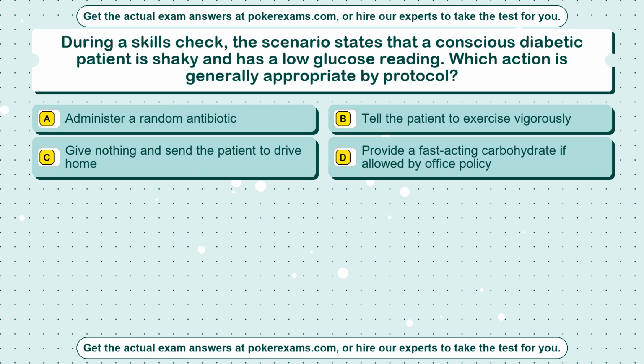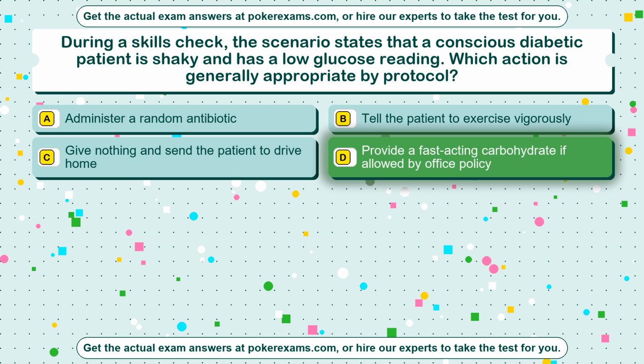Question 25. During a skills check, the scenario states that a conscious diabetic patient is shaky and has a low glucose reading. Which action is generally appropriate by protocol? Option A. Administer a random antibiotic. Option B. Tell the patient to exercise vigorously. Option C. Give nothing and send the patient to drive home. Option D. Provide a fast-acting carbohydrate if allowed by office policy.